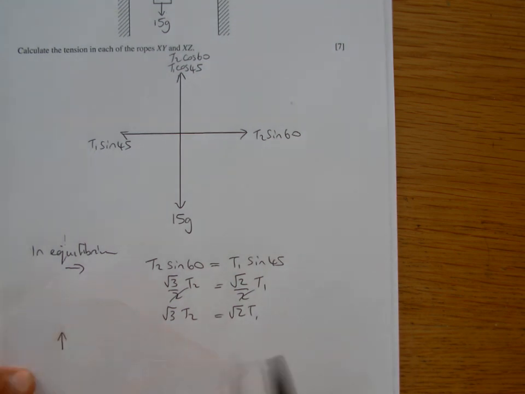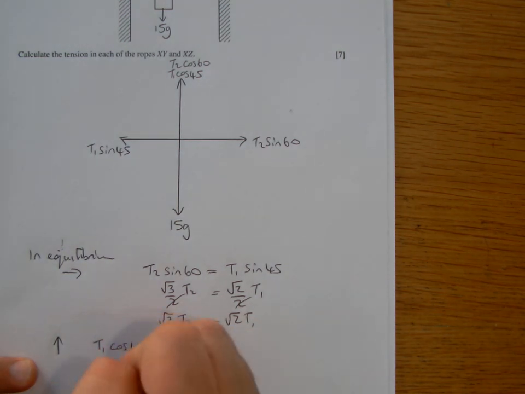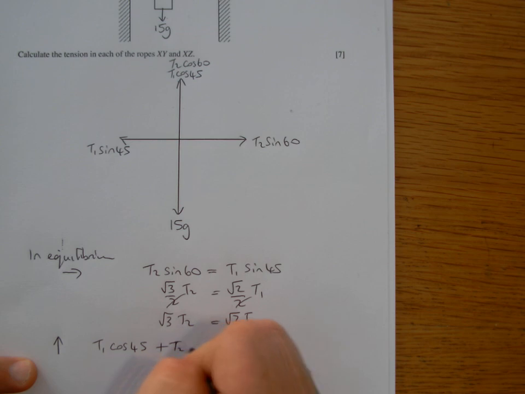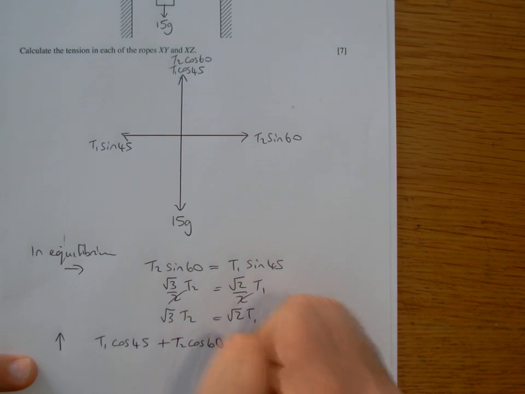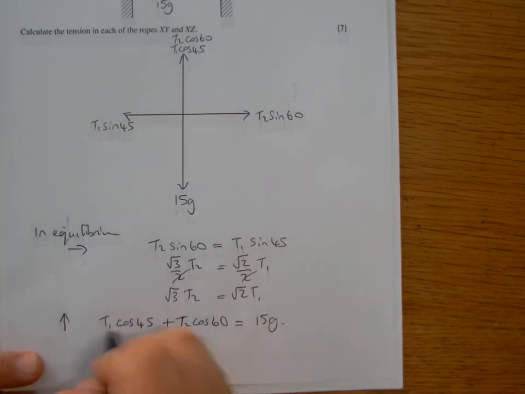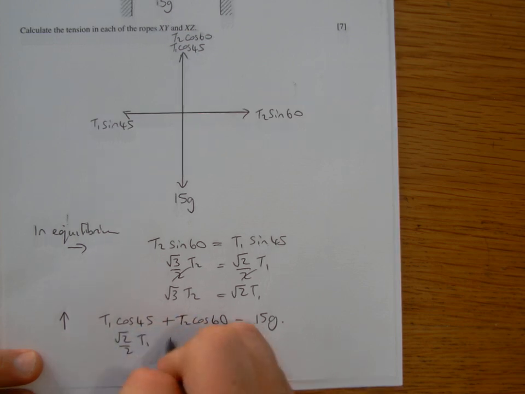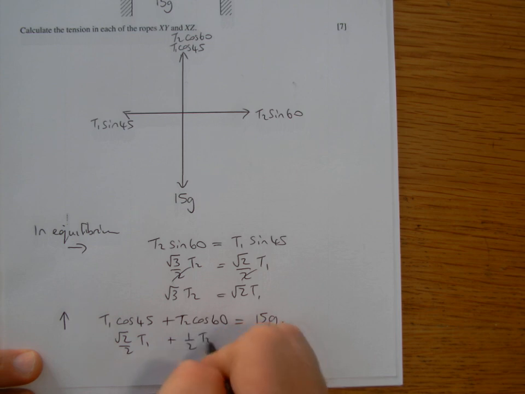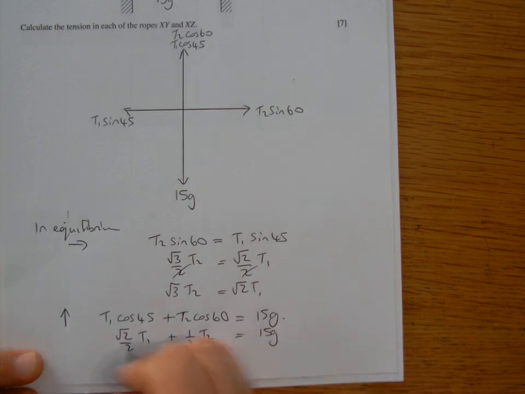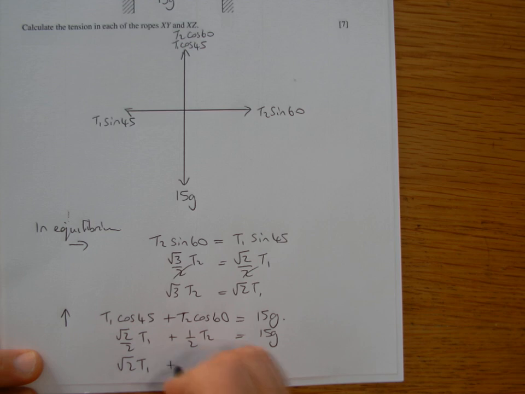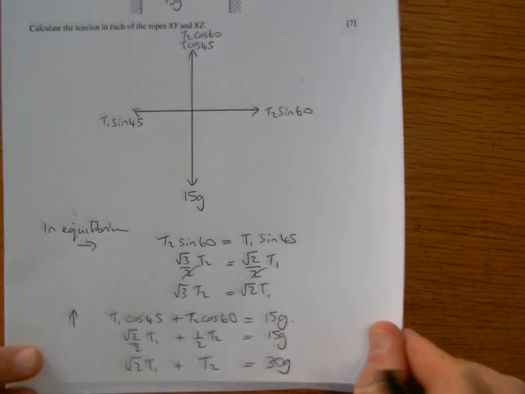If we resolve then vertically, we've got these two forces combined, so we've got T1 cos 45 plus T2 cos 60. That will equal the weight down here, which is 15g. Again, we can use our calculator here, so cos 45 will be root 2 upon 2 T1, cos 60 is a half T2, and 15g there. Multiply through then by 2 to get rid of these halves, so you've got root 2 T1 plus T2 is equal to 30g, because I'm multiplying through by 2.